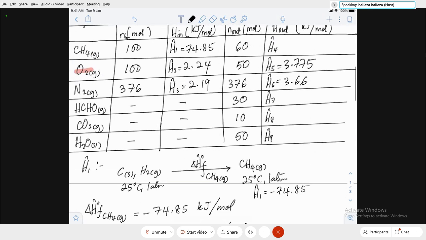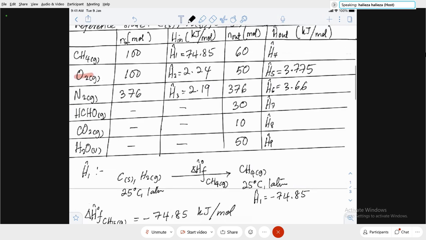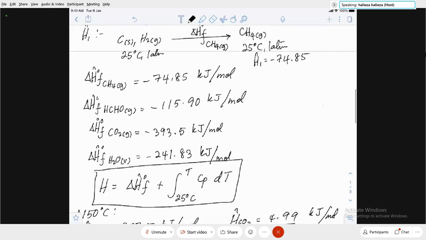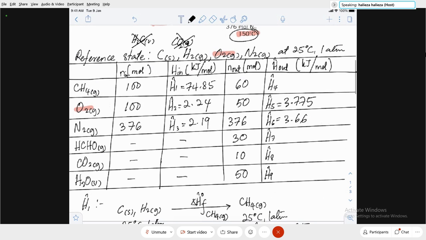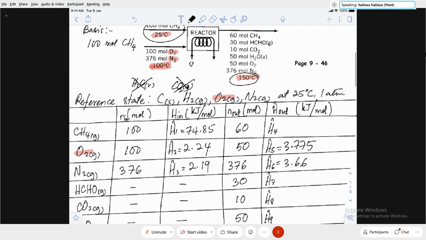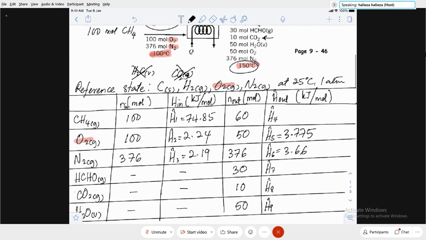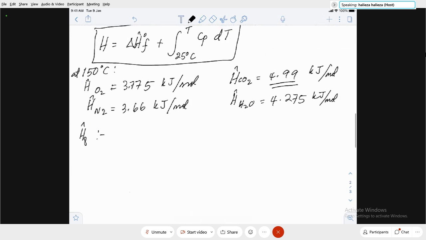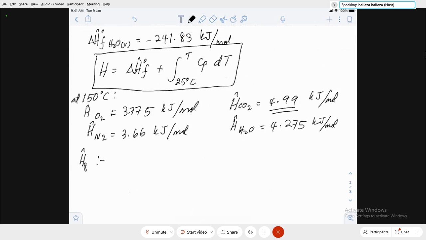Let's look at, for example, carbon dioxide first, H8. Okay, H8, which is for carbon dioxide. Your carbon dioxide is coming out at 150. Your enthalpy that you need is H8. So you start using this formula.